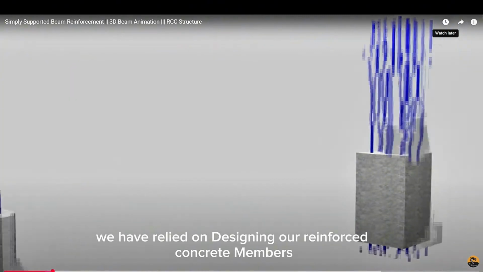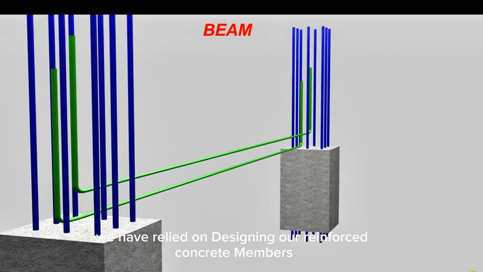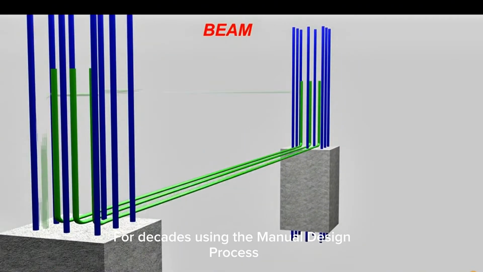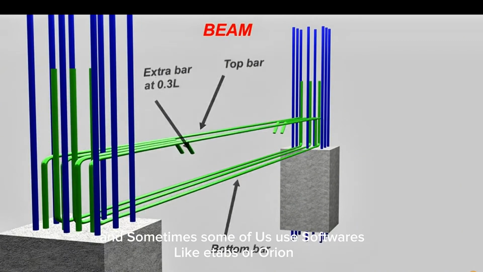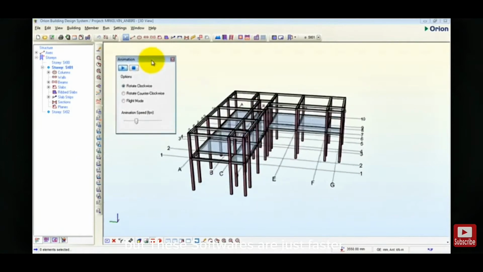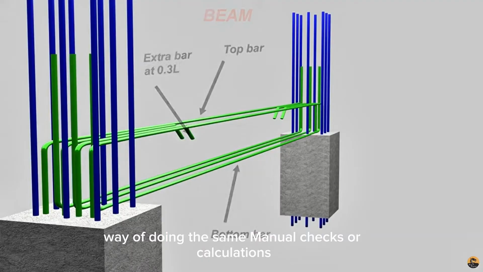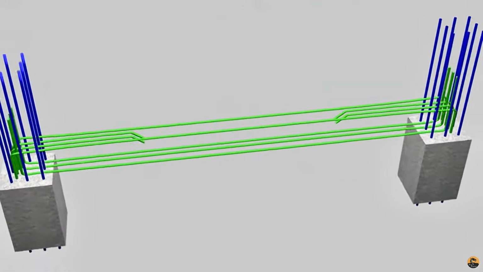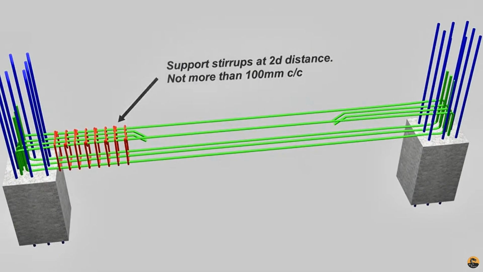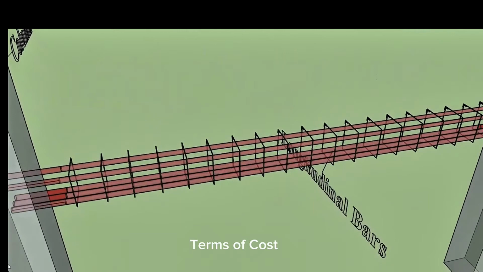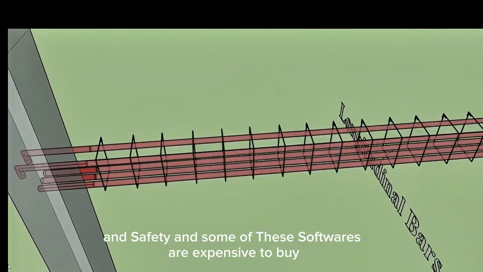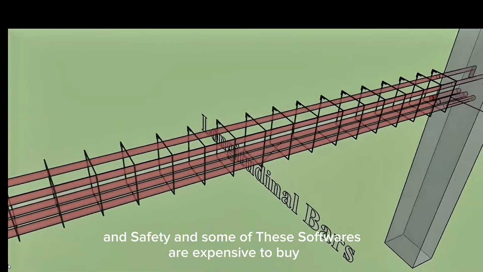So we have relied on designing our reinforced concrete members for decades using the manual design process. And sometimes some of us use software like ETABS or Orion. But these software are just a faster way of doing the same manual checks or calculations. They can tell you if a design will stand, but they can't tell you if it's the most efficient one in terms of cost and safety. And some of these software are expensive to buy.